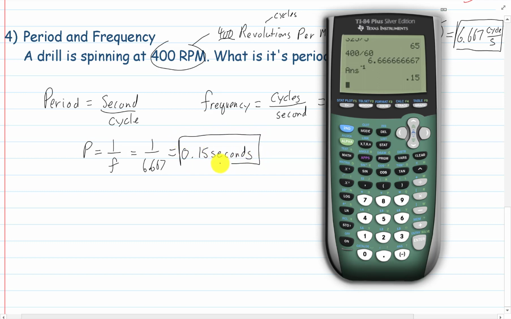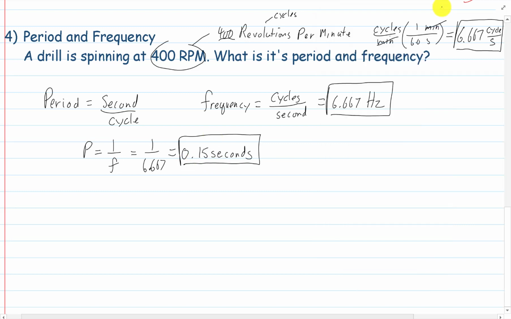What does that time represent? Those are the answers. But what is that time? Someone will say that's the period. Yeah, but what does it represent? Yeah, the time it takes for that drill to turn around once. The time it takes for it to turn around once. Okay?